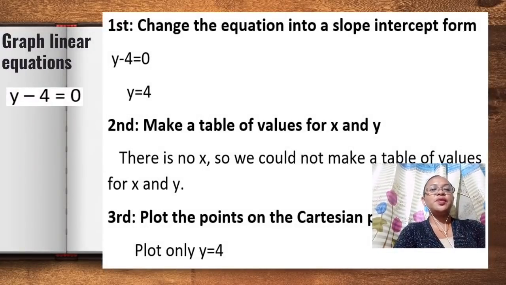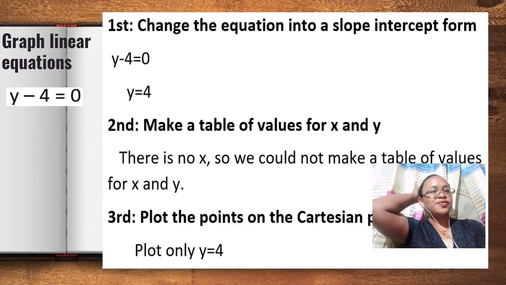Graph the linear equation y minus 4 equals 0. So change the equation into a slope-intercept form. So we will transpose negative 4 to the other side. That becomes y equals positive 4. As you can see, the given equation now is y equals 4. There is no more x.